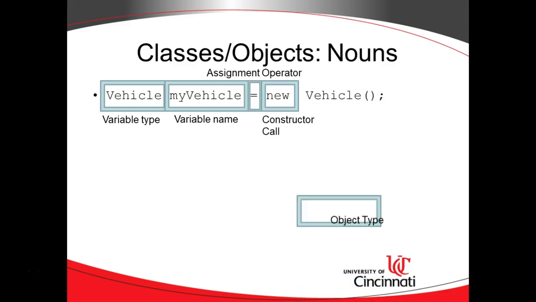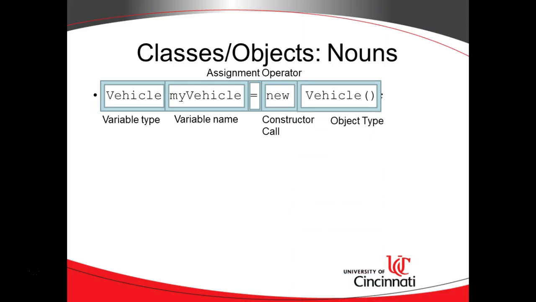So what follows the word new? Well, the object type follows the word new, and in this case the object type and the variable type are the same, though that won't always be the case. When we look at polymorphism in a future video, we'll see what happens when these are different and how we can leverage that and write good programs by changing the variable and the object type.